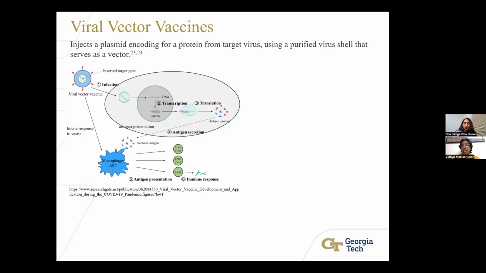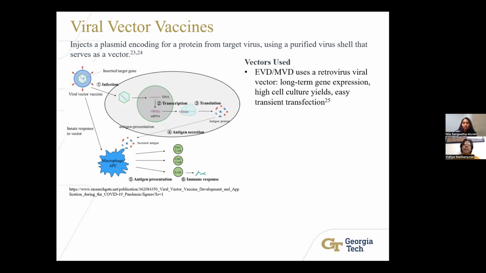So EVD vaccines using viral vector technology usually use retrovirus vectors. There are other types of viral vectors that are commonly used in vaccines, like adenoviruses or adeno-associated viruses. But retrovirus vectors have several benefits, including long-term gene expression, which means longer-term immunity, as well as high yields and relatively easy transient transfection, which is the process that inserts the target plasmid into a cell to grow it up.